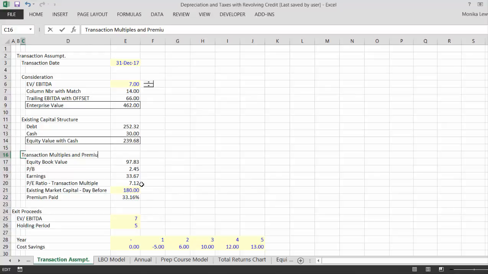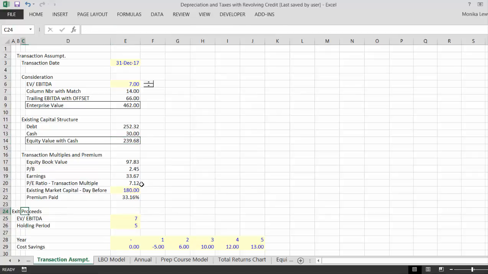I'm going to repeat myself now. We could start with anything and compute the implied EV to EBITDA ratio instead. We could have started with the premium and the existing price, add back the debts, subtract the cash, get the implied enterprise value, and so on. Okay?